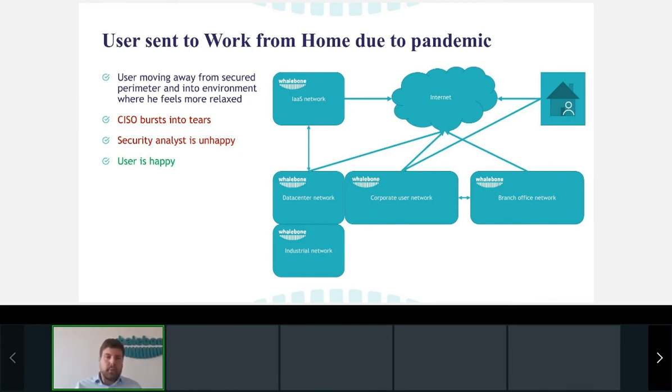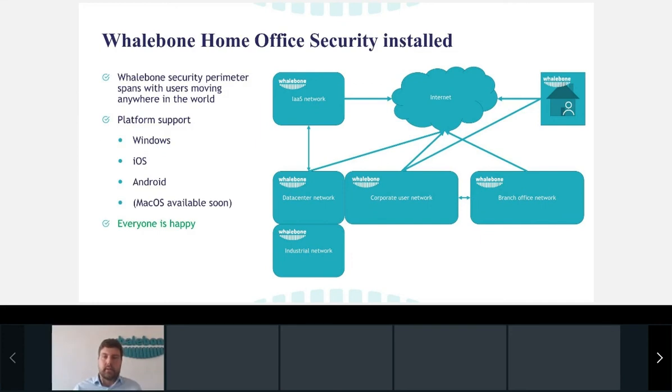So what to do with this? This was also what we were asked a lot by customers of ours that had the DNS resolvers deployed here. They were like, okay, what should we do with the users that are outside the network? So our response to that is called Whalebone Home Office Security, which is client software supporting Windows, iOS, Android, and macOS, available soon.